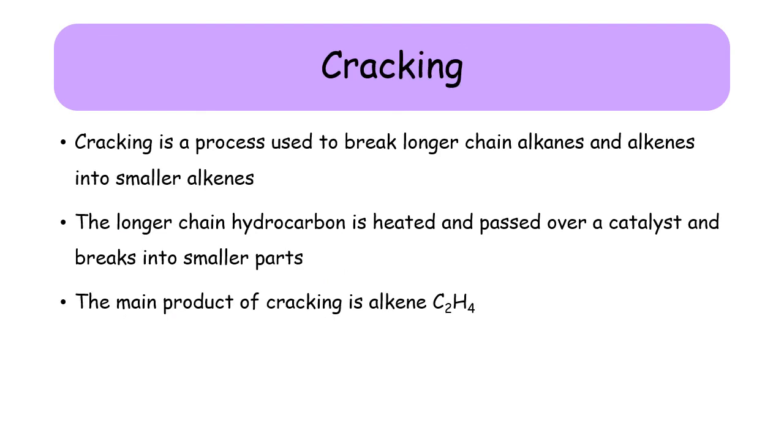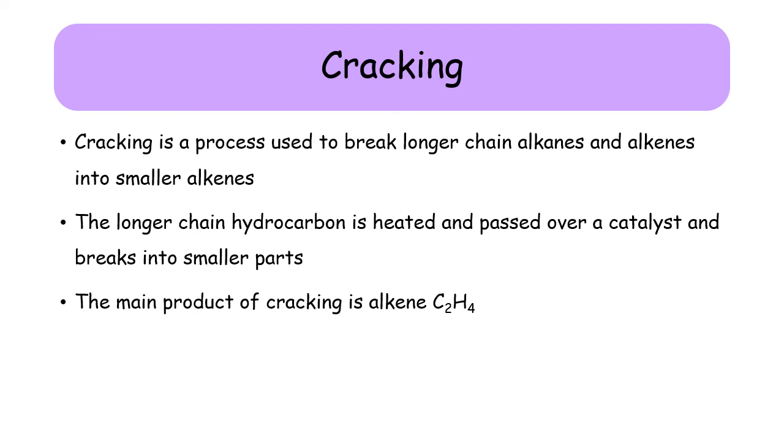Now, there's one final thing that we need to talk about, and it is a process called cracking. Now, cracking is what gets done to longer chain alkanes and alkenes that you might find in crude oil to break them into smaller alkenes which have more use in society. Now, how this is done is that the longer chain hydrocarbon is heated up and it's passed over, that just means you flow it over, a catalyst, something like aluminium oxide. And when that happens, the smaller alkenes, which are usually gases, evaporate off and you can collect them.